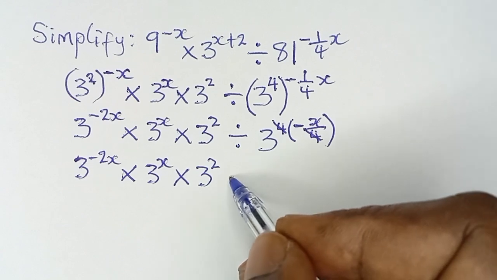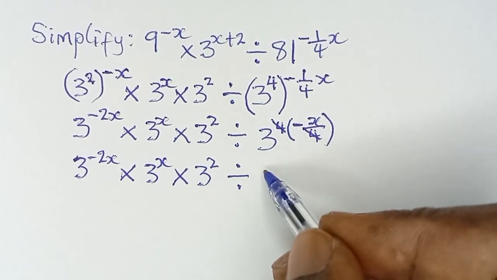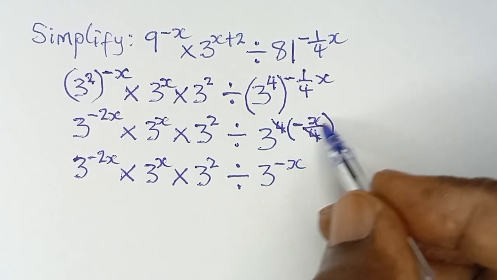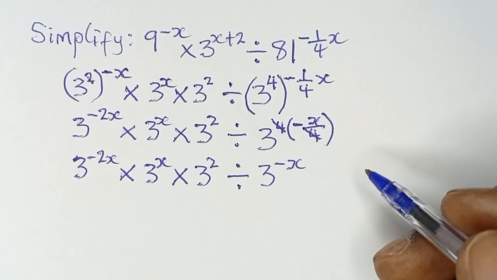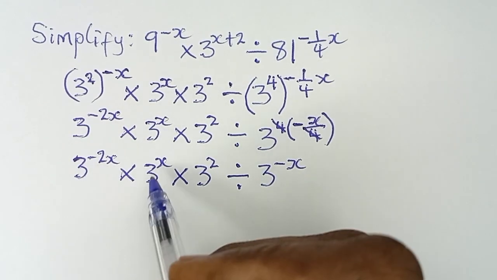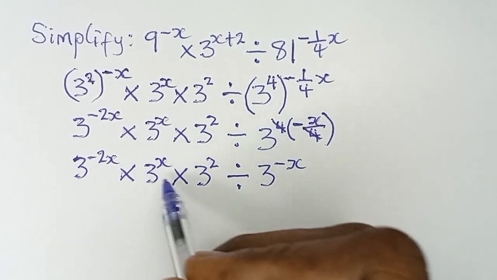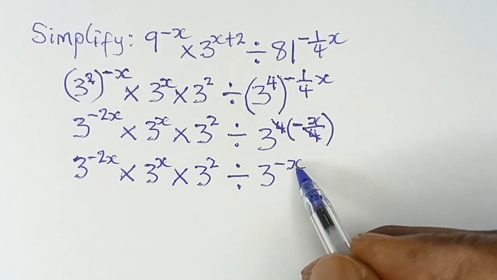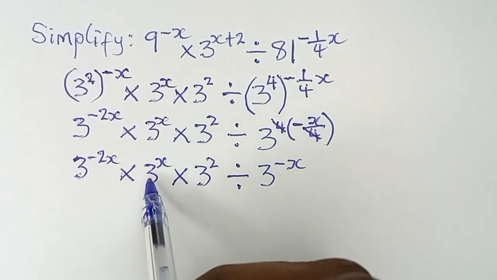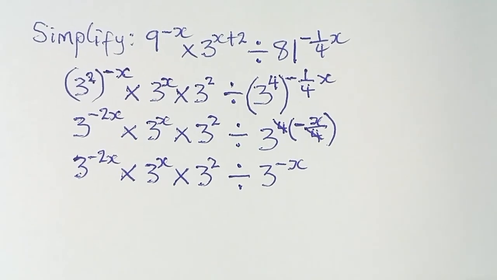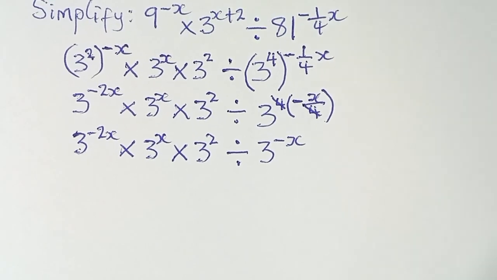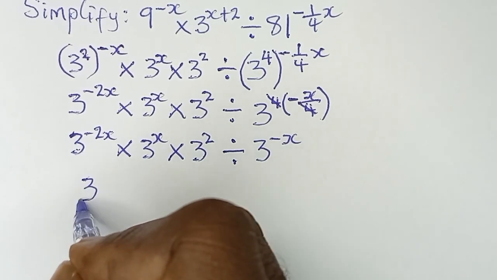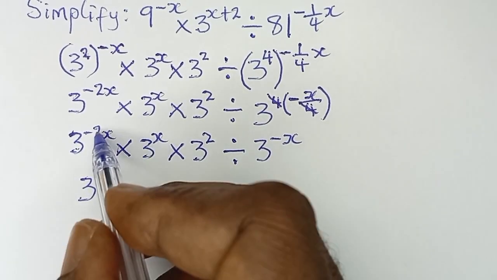Then we can say divided by 3 raised to the power negative x. That is what is left here, negative x. Now, according to indices again, when you have the same bases like this, when they are multiplying each other, you add their powers. But when they are dividing, you subtract the powers. Because all the bases are the same, you simply take only one of them, which is 3.